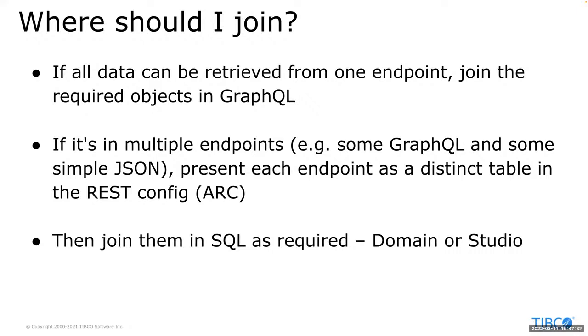If it's in different endpoints that are separate and maybe they don't implement GraphQL, you can use them as separate endpoints, define them as separate endpoints in the REST config, and also use them that way. And then finally, once you have the individual objects presented as tables, then you can join them as well, of course in SQL, in the domain design or in Studio as a query.